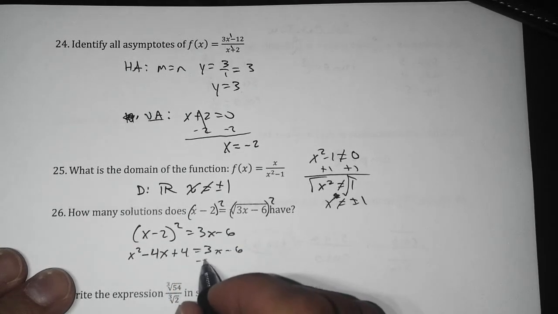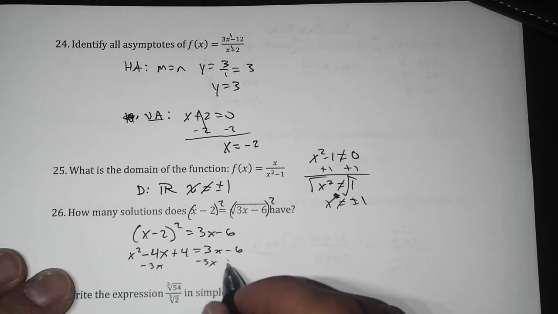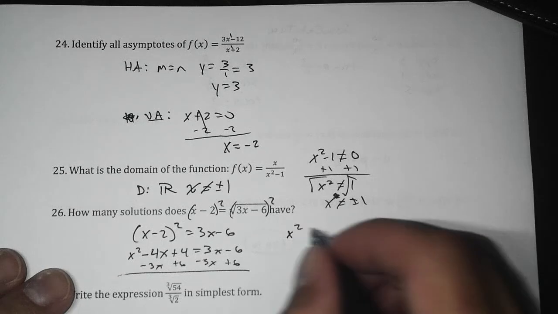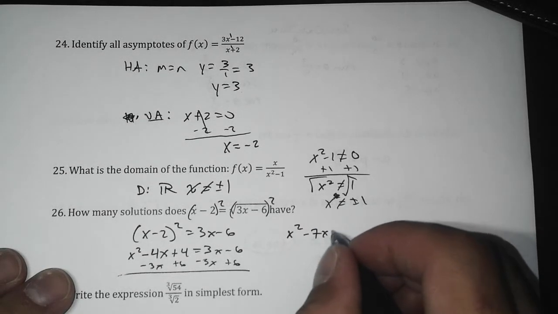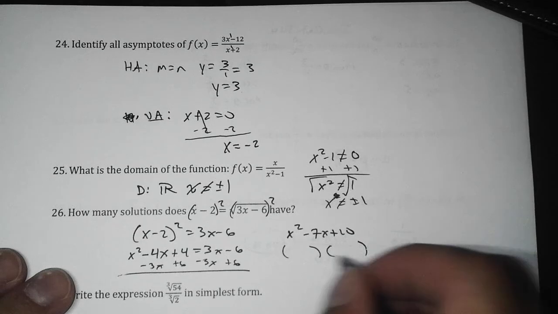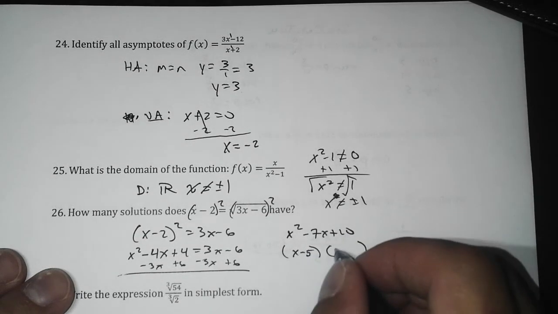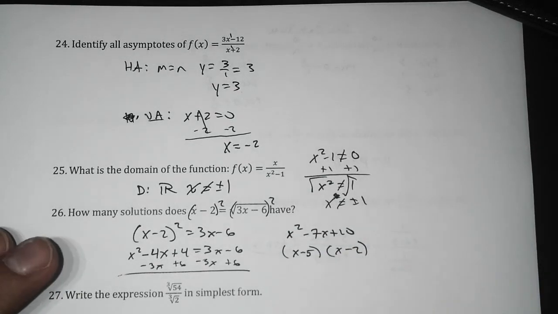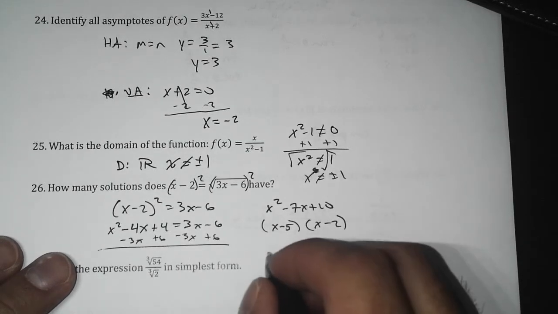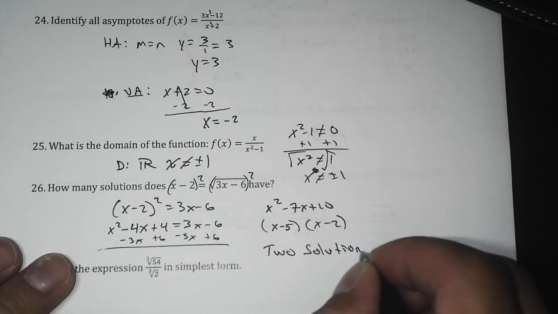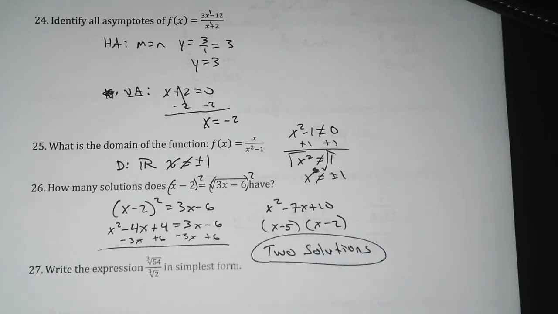I'm going to bring both of these over. So we get x squared minus 7x plus 10. So we go to factor this, we're going to get x minus factors of 10 that add up to 7. So x minus 5, x minus 2, I already see that that'll lead to my solutions. So we have two solutions. Okay, they're not asking us for what the solutions are, they're just saying how many.